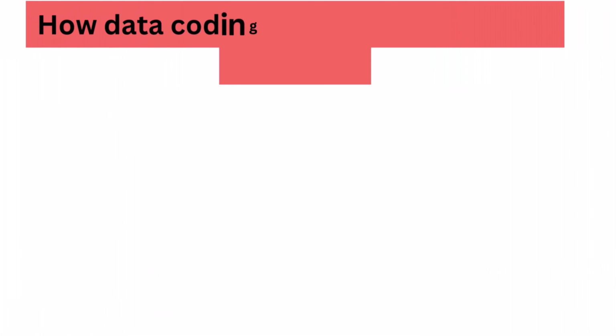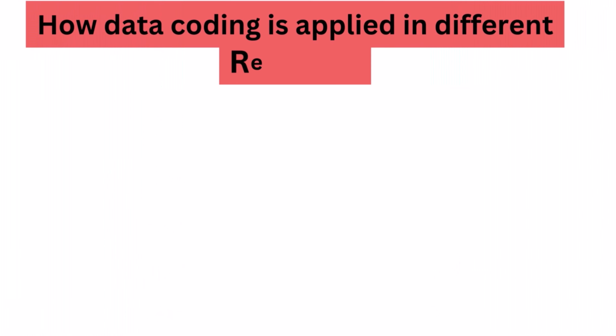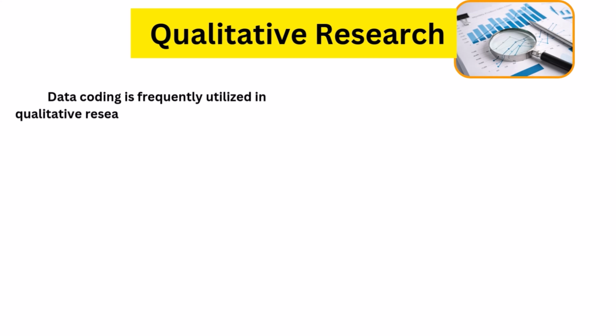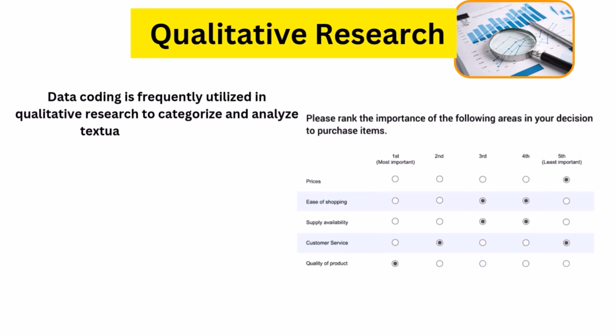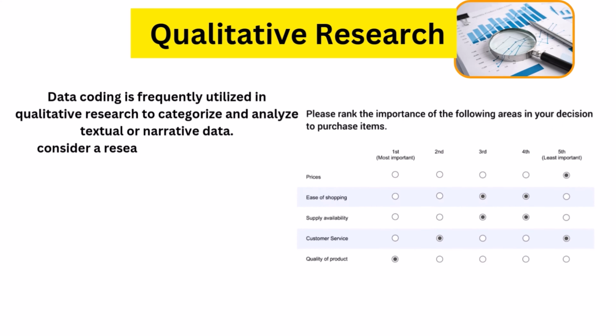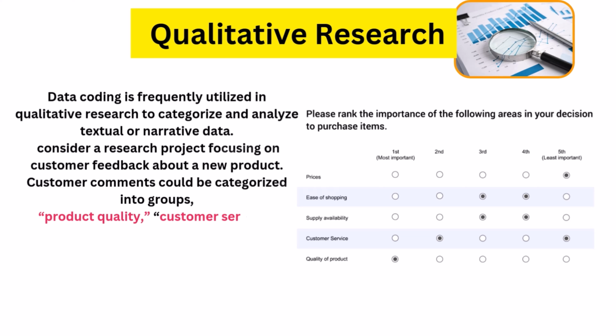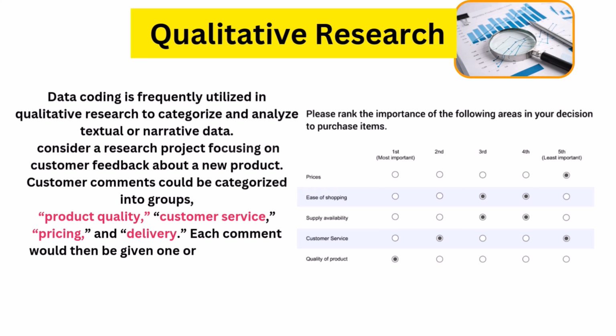Now, let's look at some examples to illustrate how data coding is applied in different research scenarios. 1. Qualitative research. Data coding is frequently utilized in qualitative research to categorize and analyze textual or narrative data. For example, consider a research project focusing on customer feedback about a new product. Customer comments could be categorized into groups such as product quality, customer service, pricing, and delivery. Each comment would then be given one or more of these codes based on the primary topic it discusses.